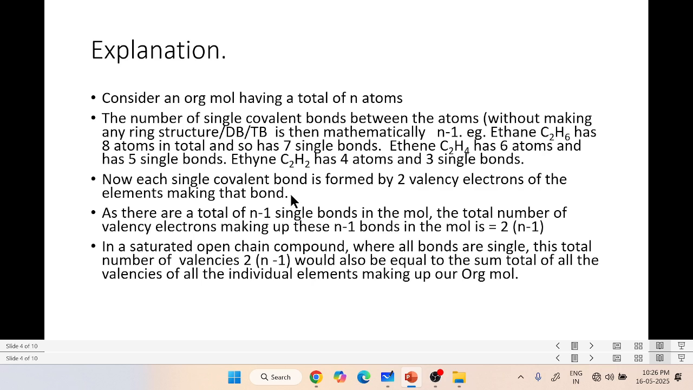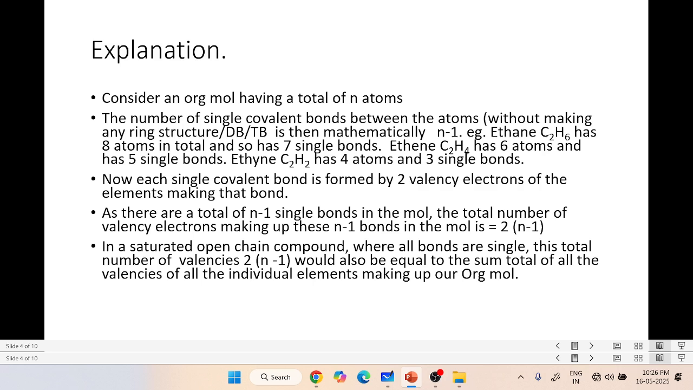So now let me explain this. Consider an organic molecule having a total number of n atoms. The number of single covalent bonds, and I am not talking about any double bonds, triple bonds or rings here, just the single bonds alone, needed to connect all the atoms without leaving even one out, is equal to n minus 1. For example, take ethane, a saturated open chain compound with the formula C2H6. It has a total of 8 atoms, so it has 7 single bonds. How is that? 6 C-H bonds and 1 C-C bond.